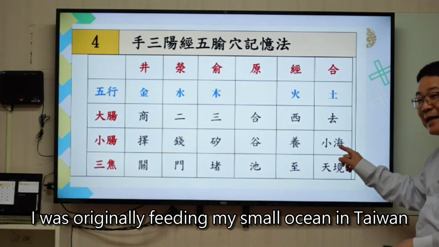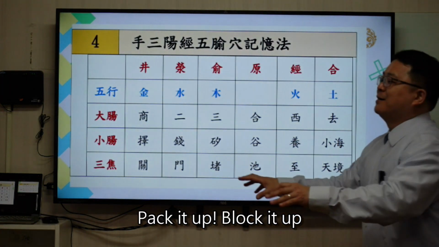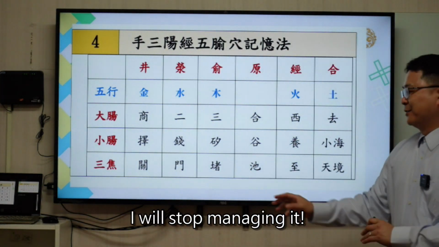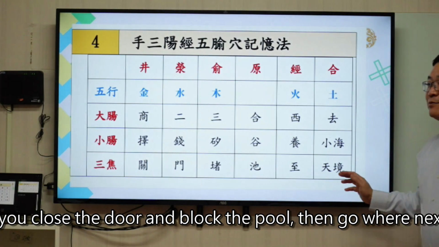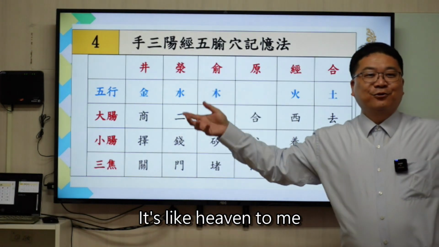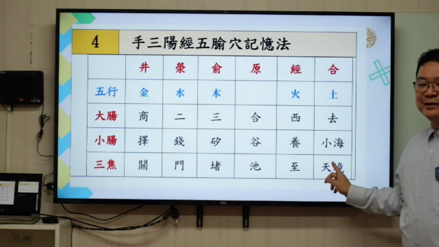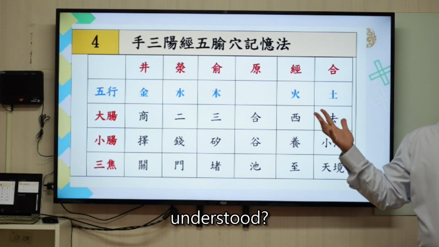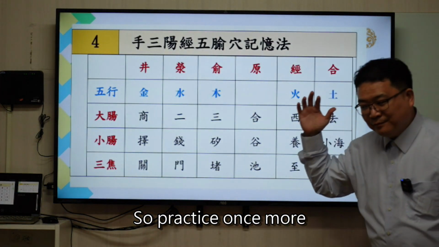I was originally feeding my small ocean in Taiwan. What can I do now? Pack it up. Block it up. I will stop managing it. If you close the door and block the pool, go to that place where you can make a lot of money. It's like heaven to me. Understood? So practice once more.